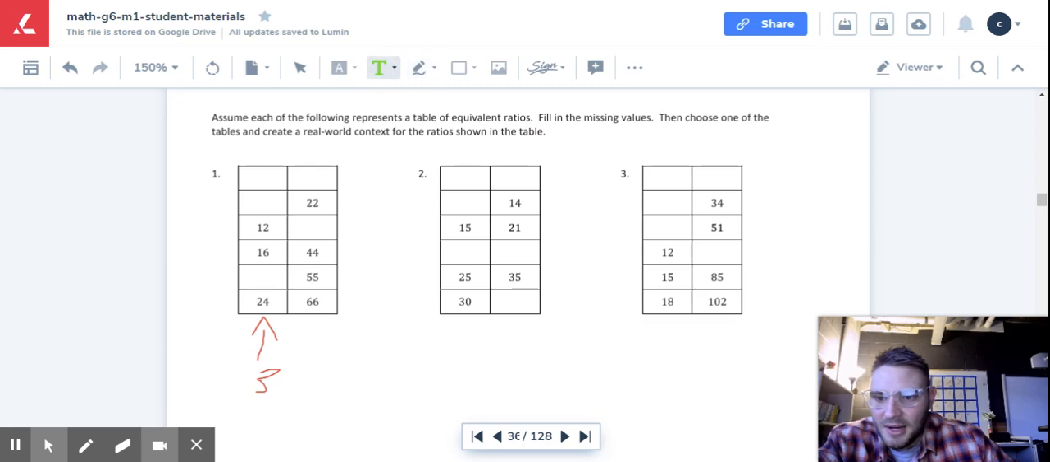So if they're counting up by 11, then what goes here? 33. And what would go here? 11. Easy peasy. Well, what are these counting up by? That's going to be the tricky part.